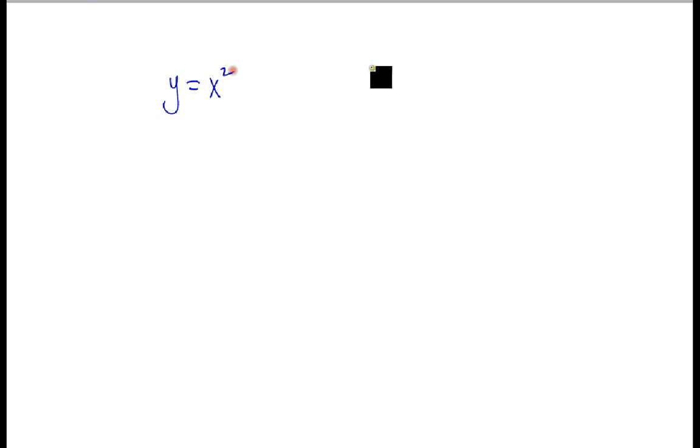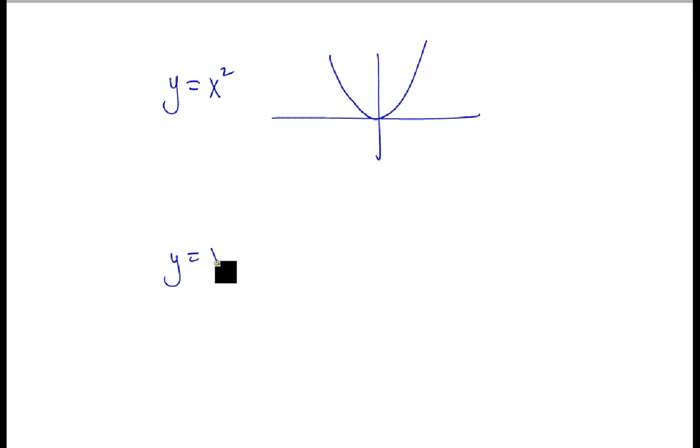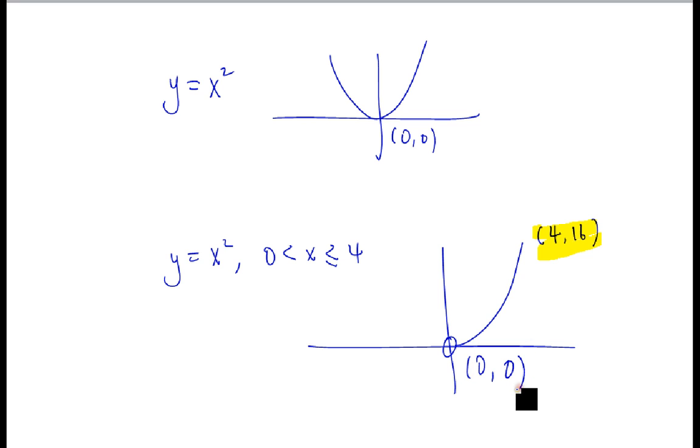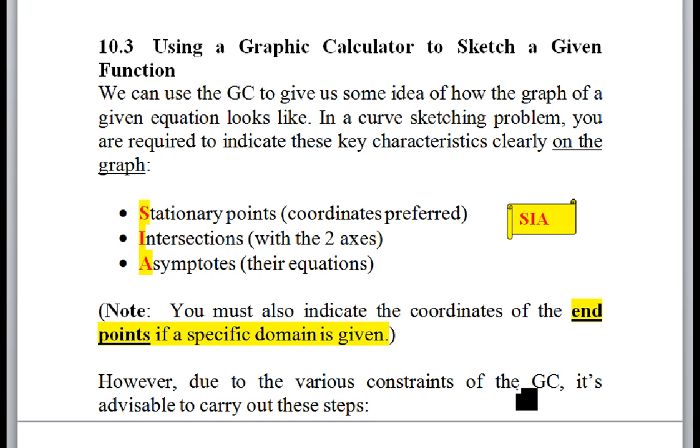If I sketch y equals x squared, all of us can sketch. If I say y equals x squared and x is between some values, then you not only have to sketch this, you then have to indicate the endpoints. Do you follow what I'm saying? If a domain is given, you then have to give the endpoints. That's what I mean. Alright?